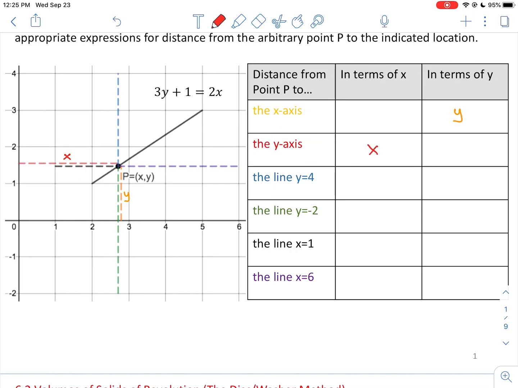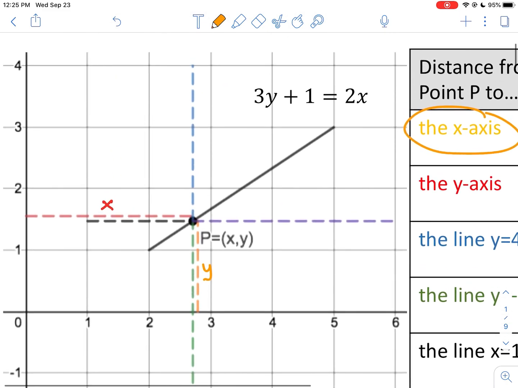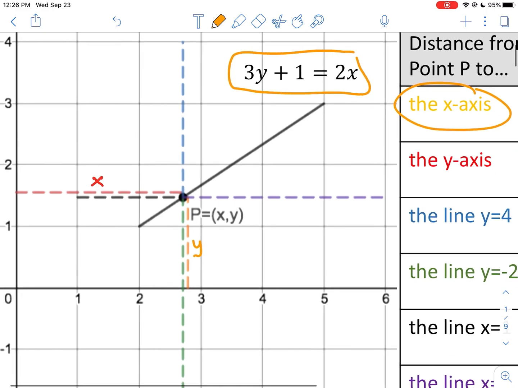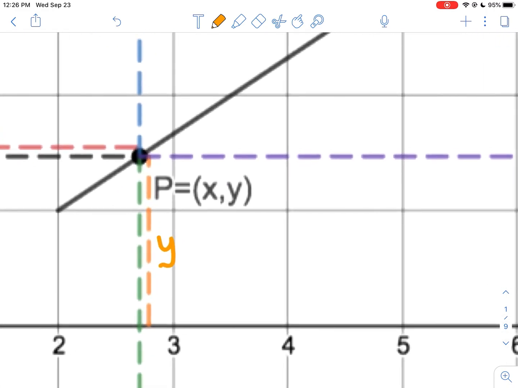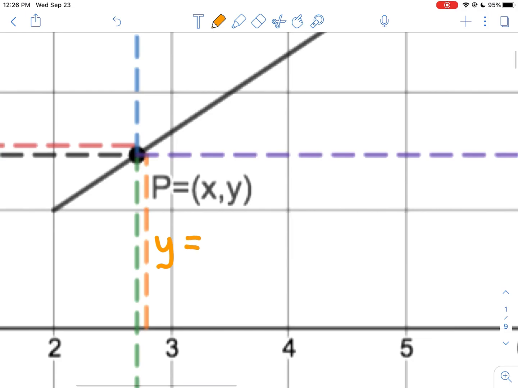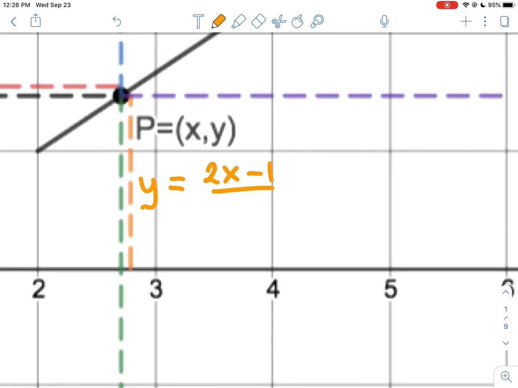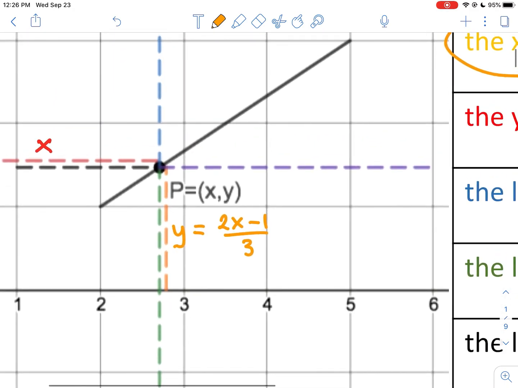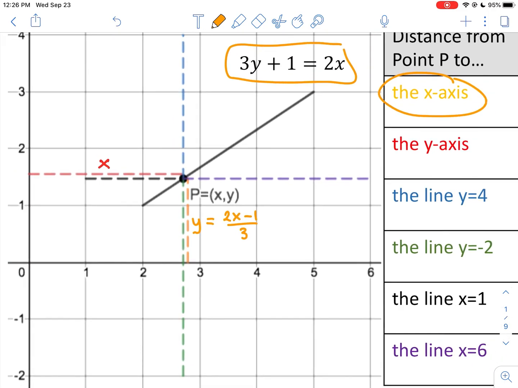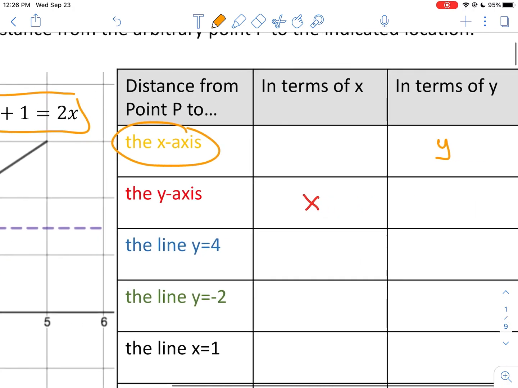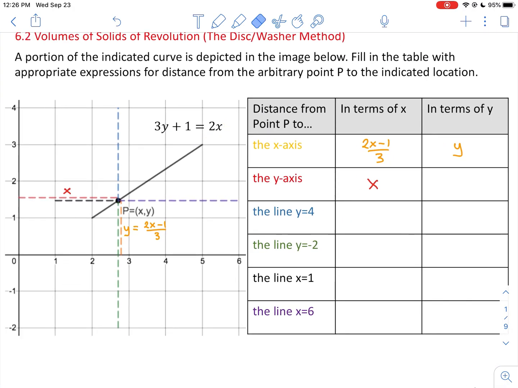Okay, so let's go back to the first row here and focus on how far we are from the x-axis. Well, the y-coordinate of this point can be determined from its equation by solving it for y. So we have a few steps you want to do. Isolate the y. So we're going to subtract the 1 and then divide by 3. So this y-coordinate in terms of x would be 2x minus 1 and divide by 3. So if ever you need to describe how long that orange line segment is, but you want to do it in terms of x, then you would say 2x minus 1 all over 3. And we have that length in terms of x.